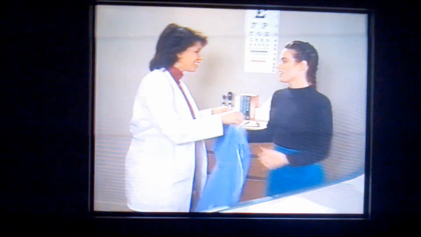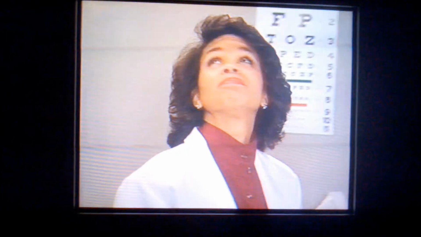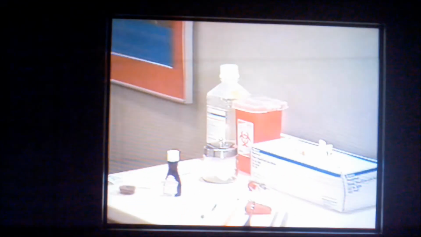To prepare the patient, ask her to undress, put on a gown, and sit on the examination table. Make sure that the room is quiet, well lit, and warm, and that you've gathered the necessary equipment.